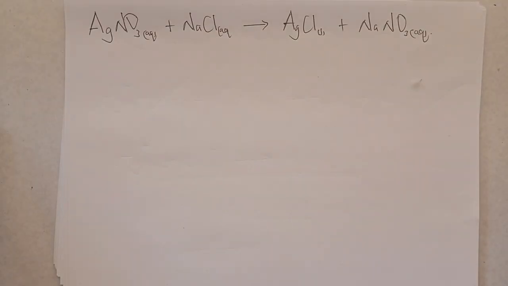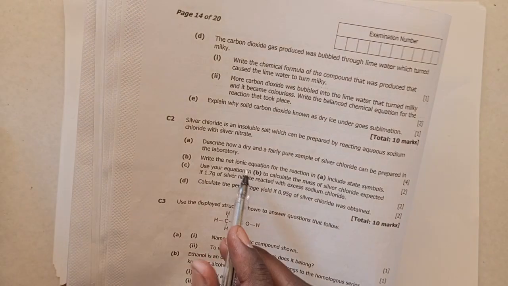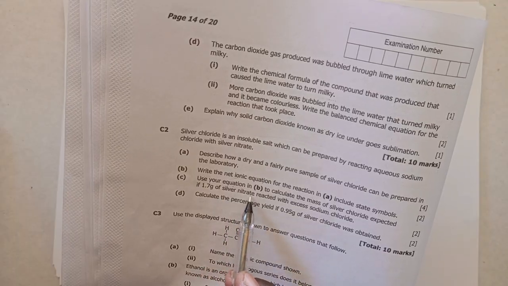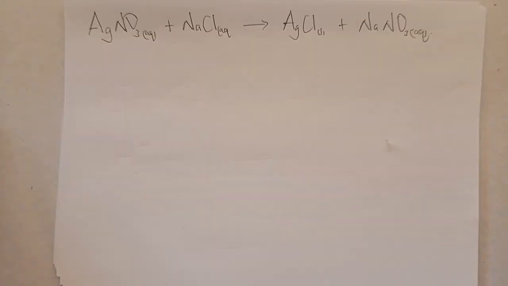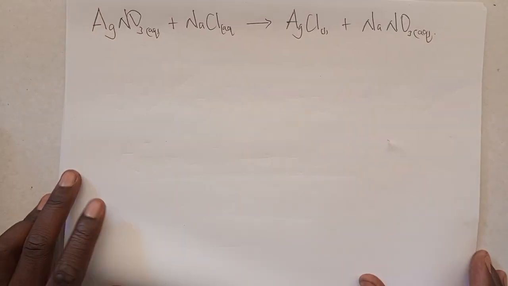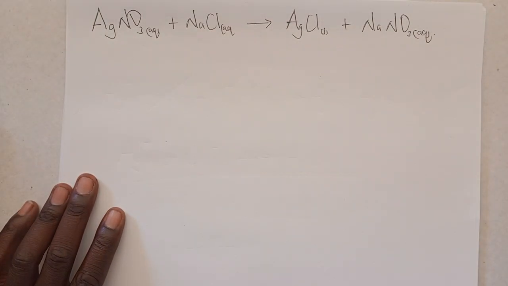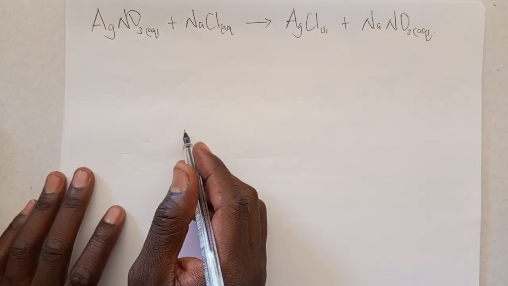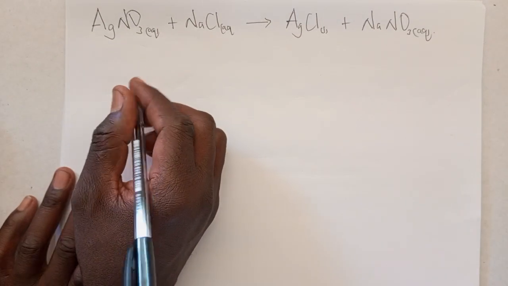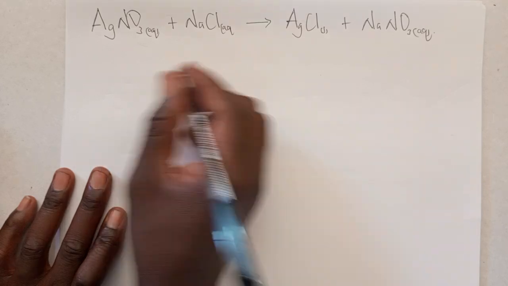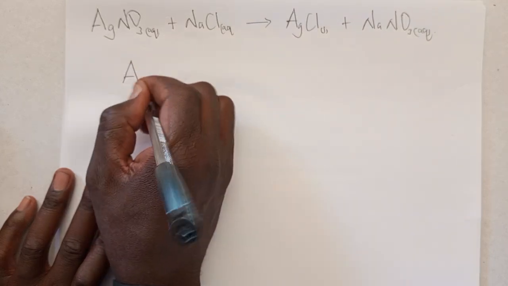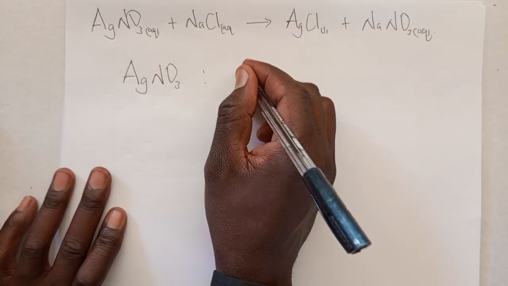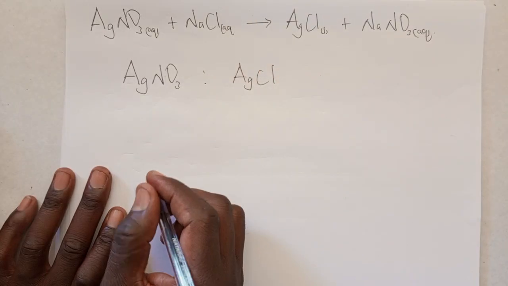So this is the equation that we started with. Use the equation in B to calculate the mass of silver chloride expected if 1.7 grams of silver nitrate reacted with excess sodium chloride. So sodium chloride was in excess. There are two ways in which we can solve this, but I would advise you to go the shorter way to save time. We need to consider the ones that are players. We've been told the mass of silver nitrate, and the one we are told to calculate is silver chloride. So we have these two.